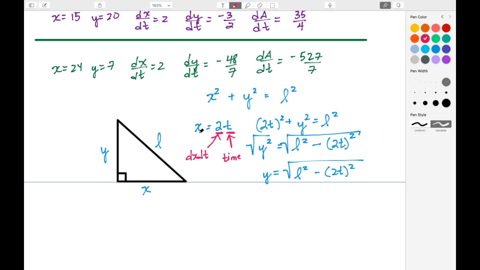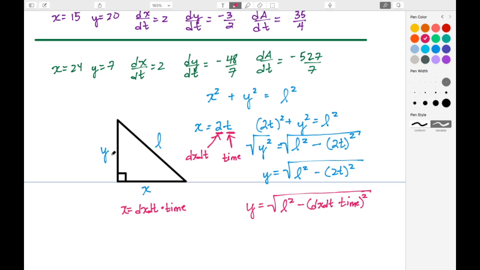So what we see here is that the distance x can be calculated by taking dx dt and multiplying that by time. And if we use this expression for x, we can substitute that back into this equation for y. So here we have y is equal to the square root of L squared minus, again, instead of the 2, we're going to use dx dt, and instead of the t, we're going to use time. And then that quantity is squared.